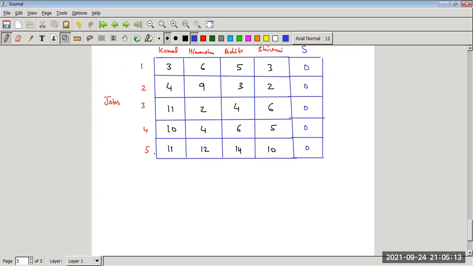Now because in each row there is one 0, there is no need to go for row reduction. We start the process from column reduction. The purpose of column reduction is so that we can create at least one 0 in each column.